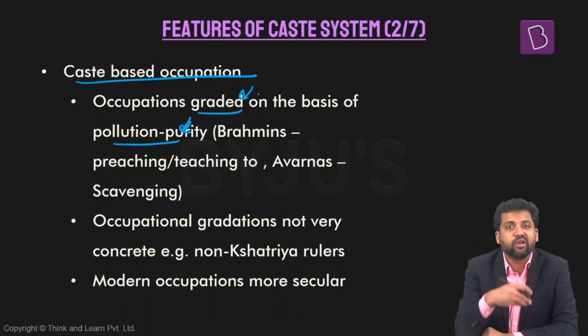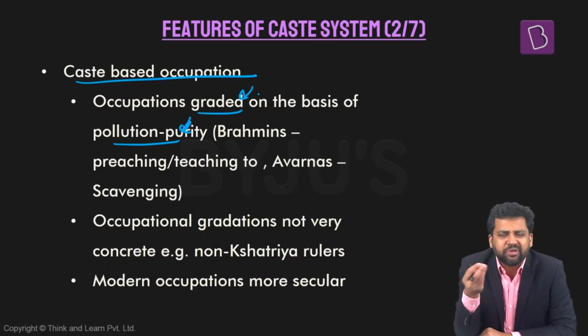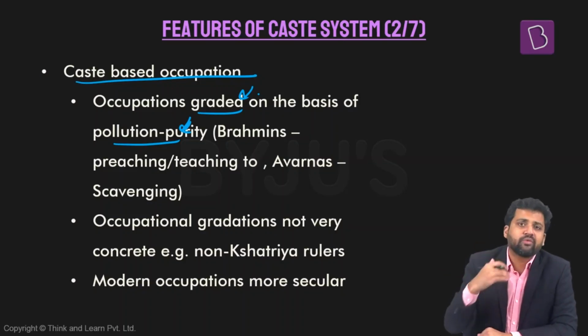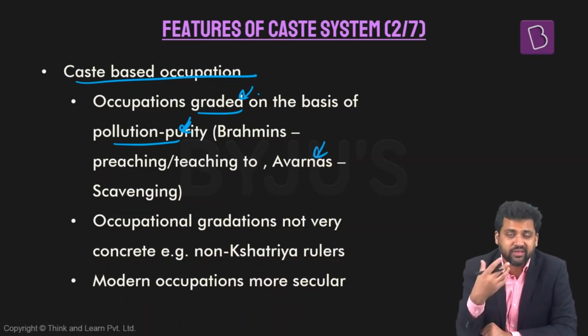So occupations are graded on the basis of pollution and purity. A Brahmin is mostly carrying out teaching, preaching. These occupations might be considered pure. But someone who is at the bottom of the caste hierarchy might be carrying out manual scavenging. Even those who are considered outside the caste system might be carrying out manual scavenging.